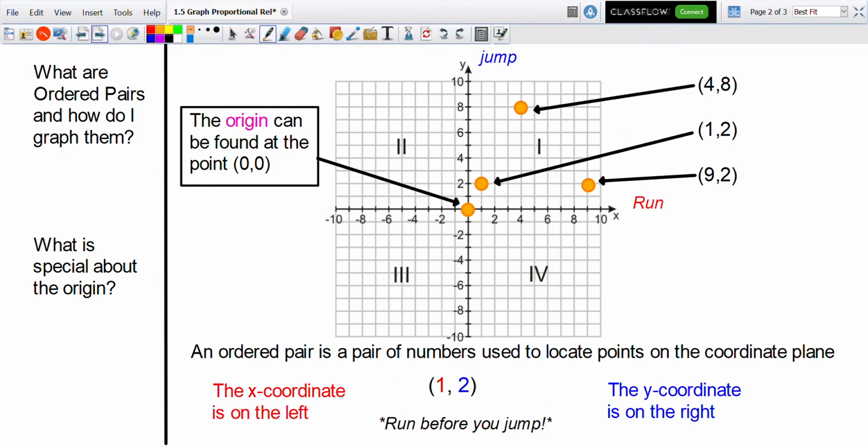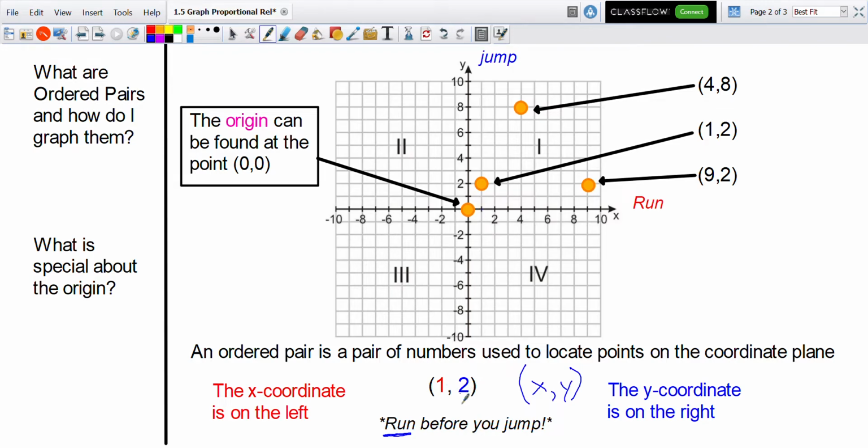So when we go to graph an ordered pair, we always look at our two numbers here, which is our x and y. The first number is the x and the second number is the y. So the first number is going to tell us how far we go left or right. It's our run before the jump. So if I have an ordered pair of 1, 2, my first number 1 is going to tell me from the origin, I'm going one spot to the right. If it was negative, it'd go one spot to the left. But because it's positive, it goes one spot to the right, where the positive numbers are on the x-axis.